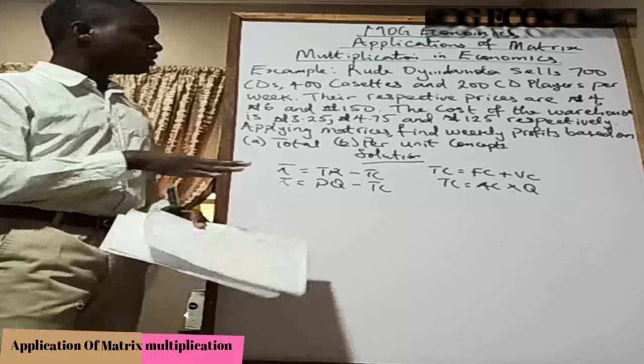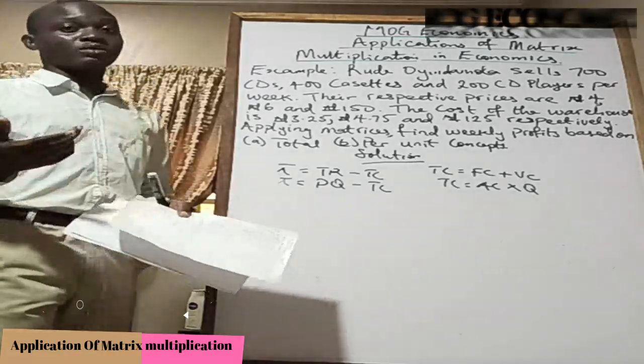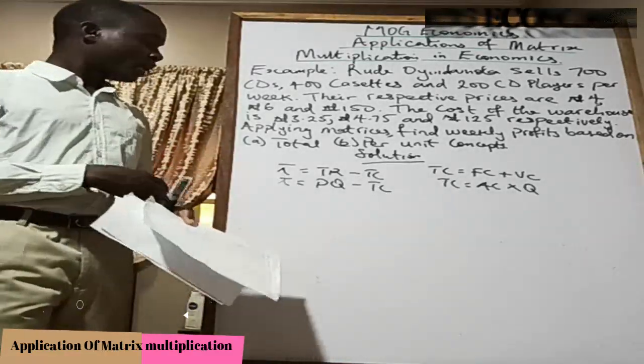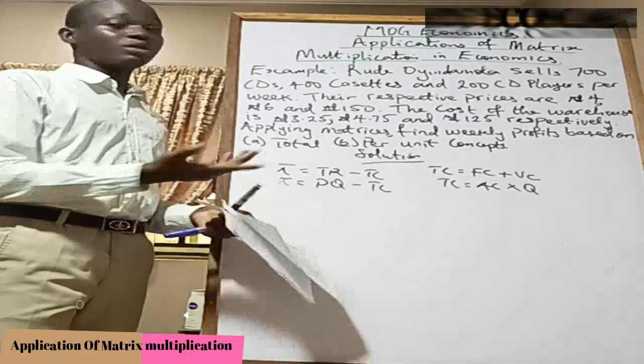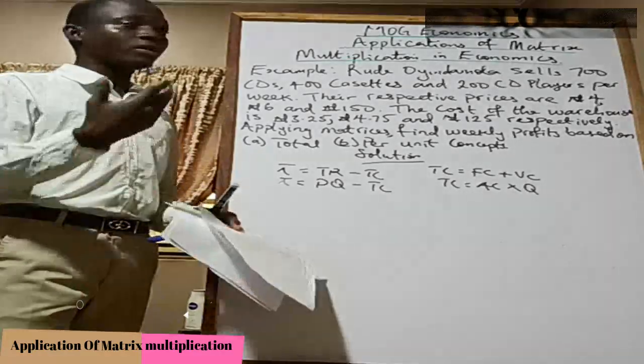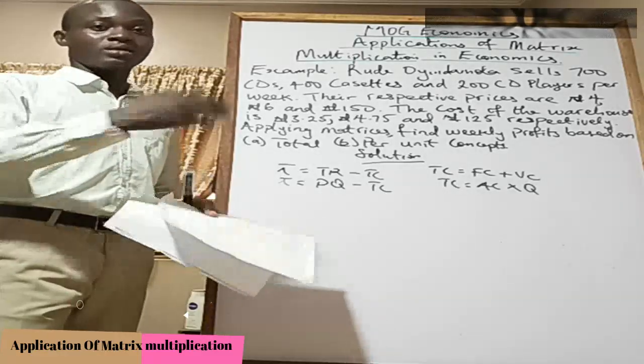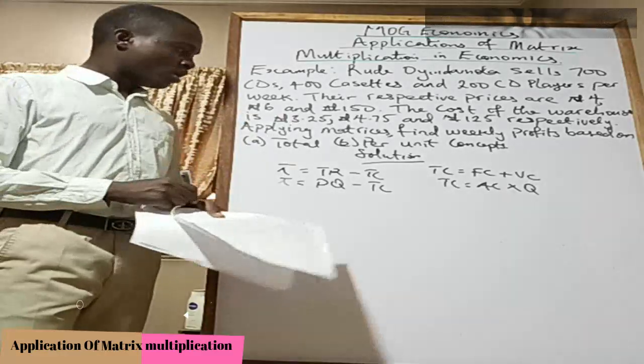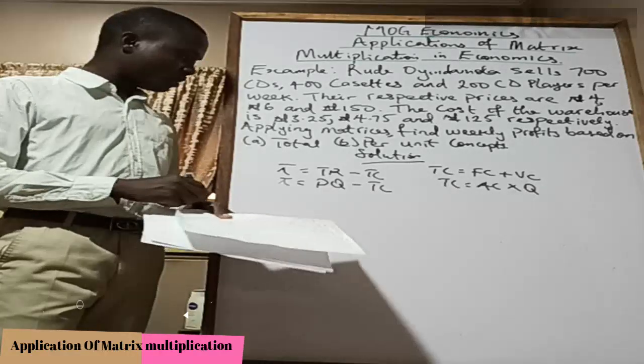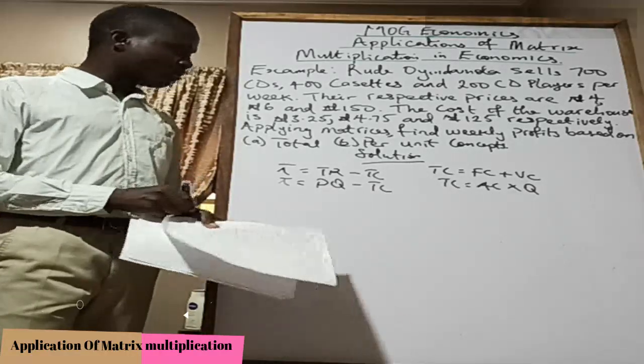But the question is specific. It says we should apply matrices. Because normally we could just do total revenue, since we have their respective prices, and then we have their respective costs. So we could just multiply and get our answers out. But since the question is saying that we should use matrices, what can we do to get our total revenue?